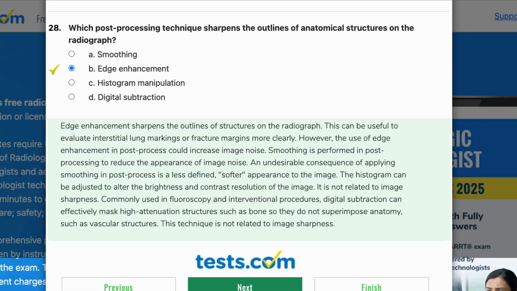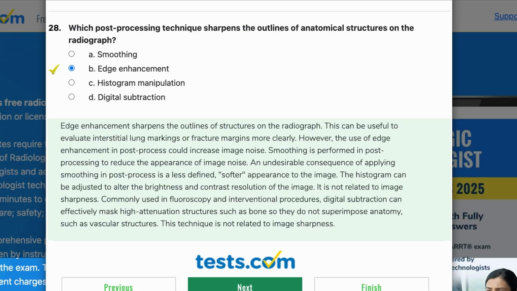B. Edge enhancement. Edge enhancement sharpens the outlines of structures on the radiograph. This can be useful to evaluate interstitial lung markings or fracture margins more clearly. However, the use of edge enhancement in post-processing could increase image noise.